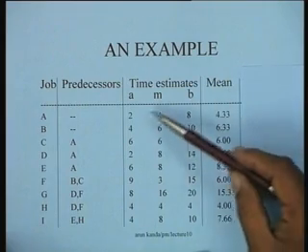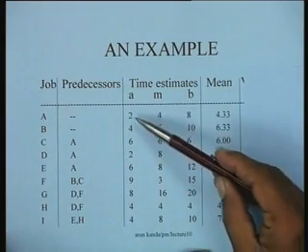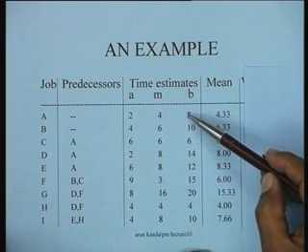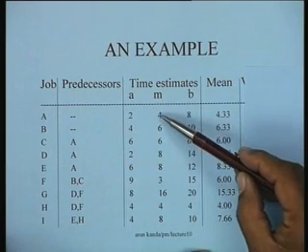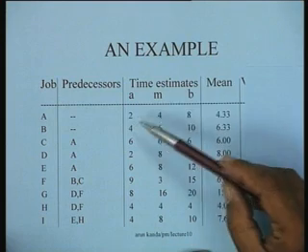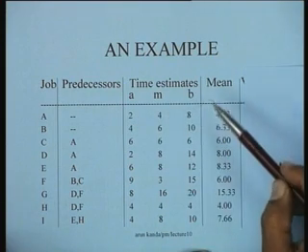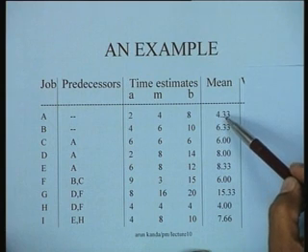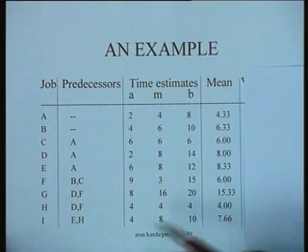So the mean for the activity, for instance, take activity 1, is (a + 4m + b) divided by 6, which is 16 plus 10, 26 divided by 6, and this value is 4.33. In a similar manner, all the means for all these activities are computed.